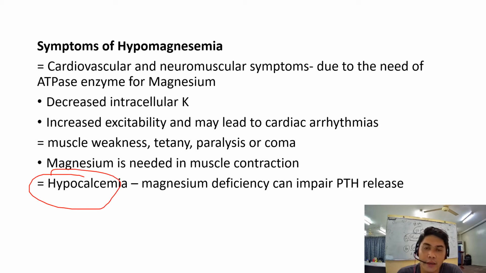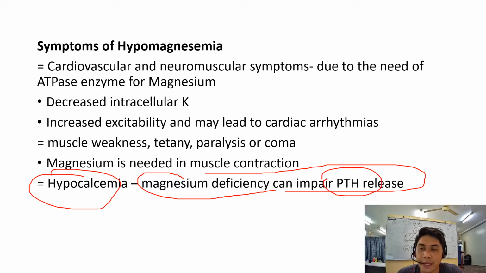Okay, why? Because magnesium deficiency can impair the release of PTH. So, if there's magnesium deficiency, it can cause a problem with the production or the release of PTH. If there's a decrease in release of PTH, the calcium concentration is also affected. So, there is hypocalcemia.